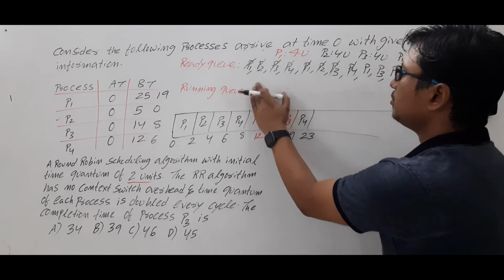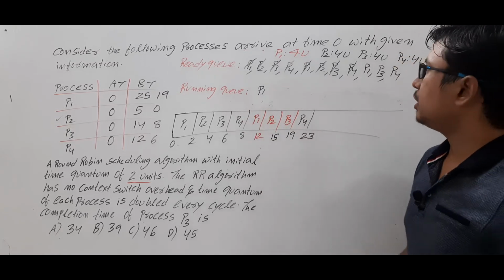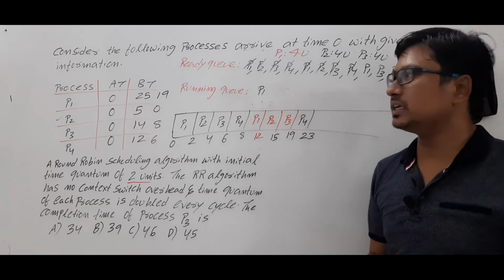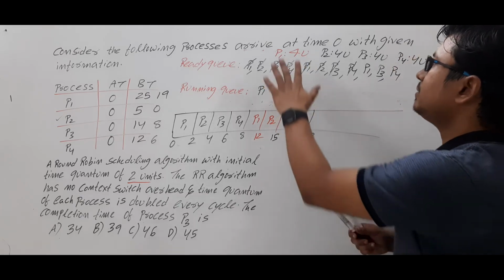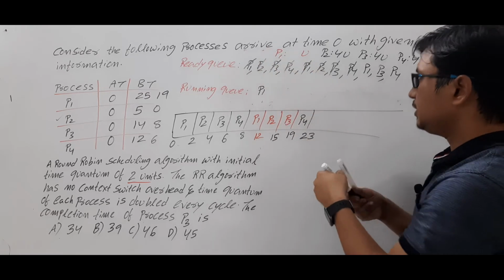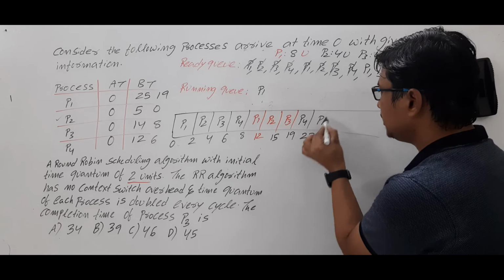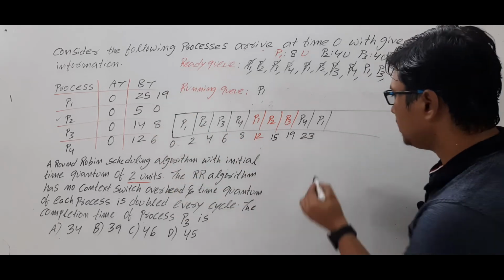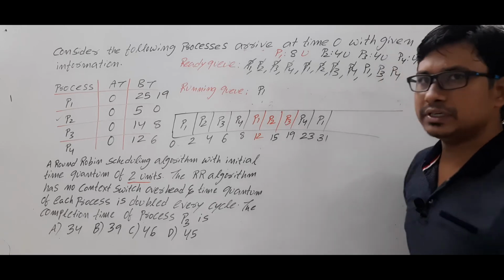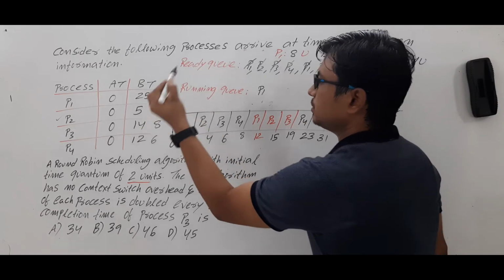Now process P1 will be scheduled to the running queue. Now again it completed one cycle. So the previous time quantum is 4 units. Now it will be doubled. It will become 8 units. So process P1 has to run for 8 units of time. Look at its remaining burst time, 19 units. So it will run for 8 units, and its remaining burst time will be 11 units.